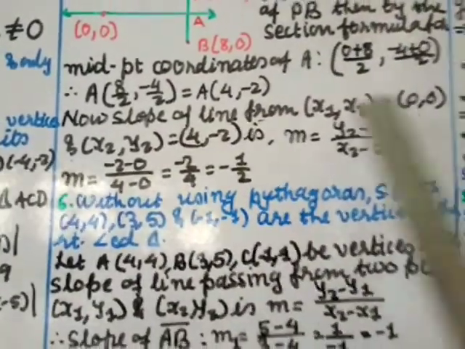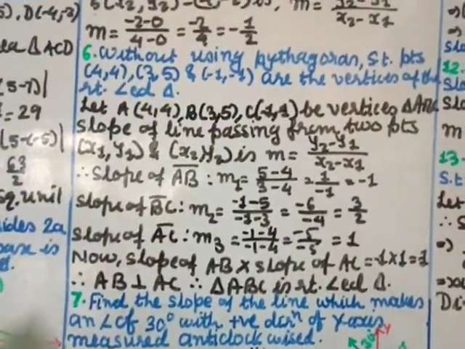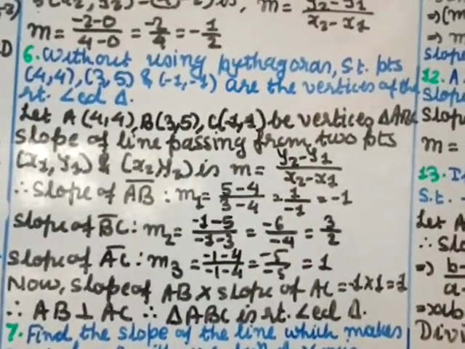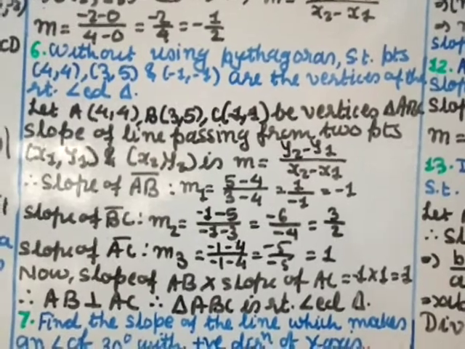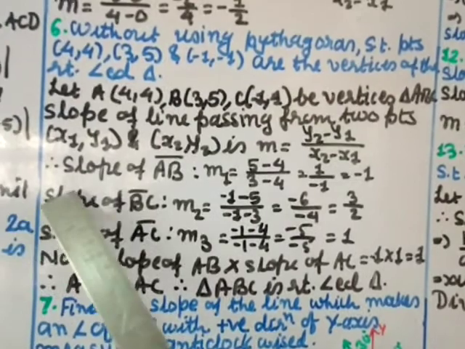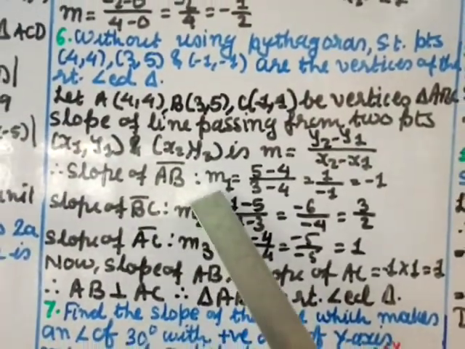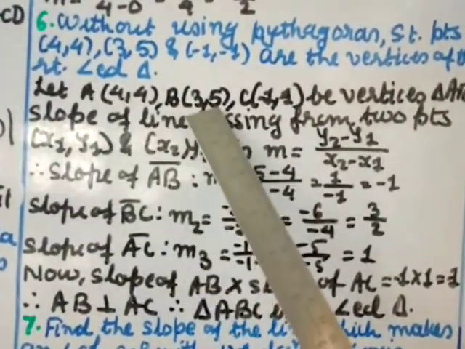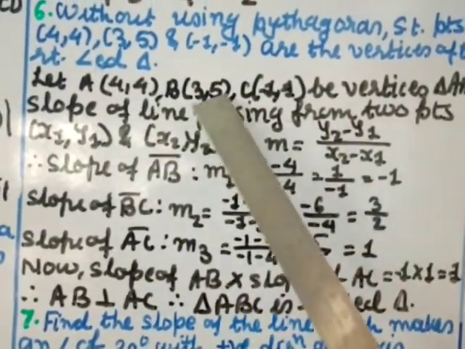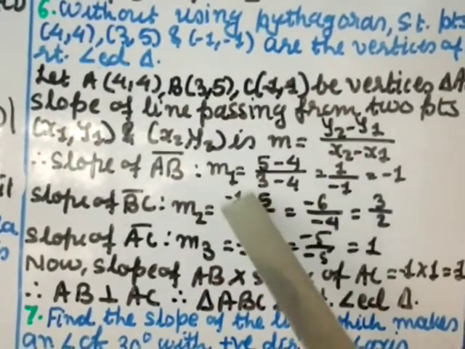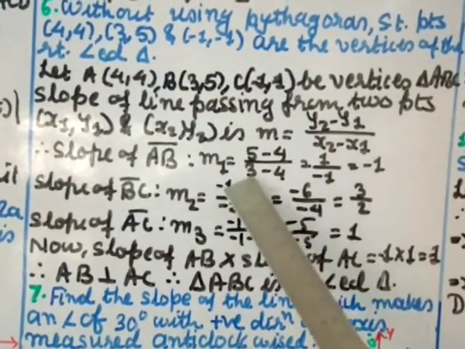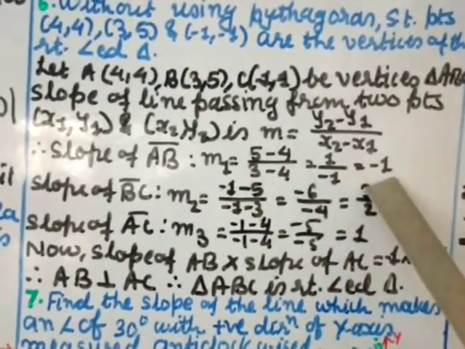Okay, so that formula I am writing again, and I am going to find the slope of AB, BC and AC, and will show that two lines are perpendicular if the product of the slopes is minus 1, and using that fact we shall show that this triangle is a right angle triangle. So slope of line AB, I call it m1. So this is my A and B. Let us call this x1, y1, this x2, y2. So y2 minus y1, that is 5 minus 4, divided by x2 minus x1, that is 3 minus 4. Here 5 minus 4 is 1, 3 minus 4 is minus 1. So this value is minus 1.